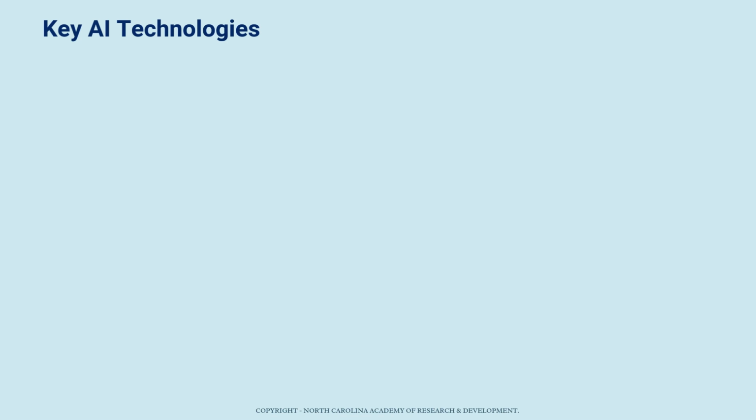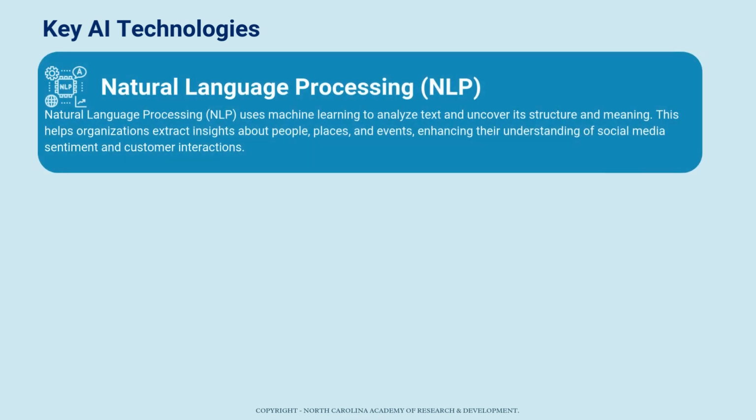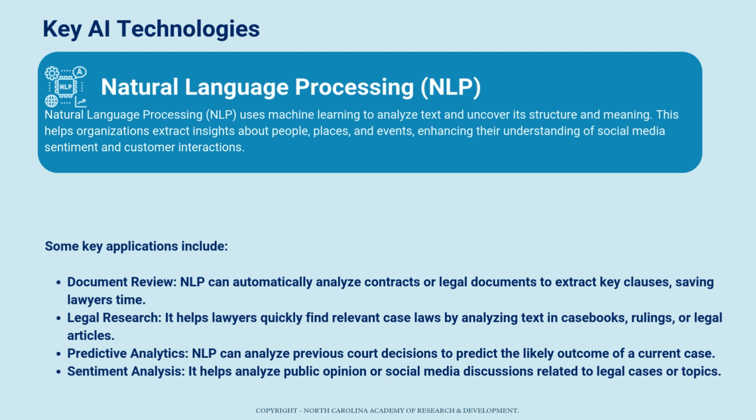Now, let's dive into other AI technologies that are crucial across all industries, including law. Natural language processing, or NLP, uses machine learning to analyze text and uncover its structure and meaning. It helps computers understand human language, which is crucial for extracting valuable insights from large amounts of text. In the legal sector, NLP has several powerful applications.